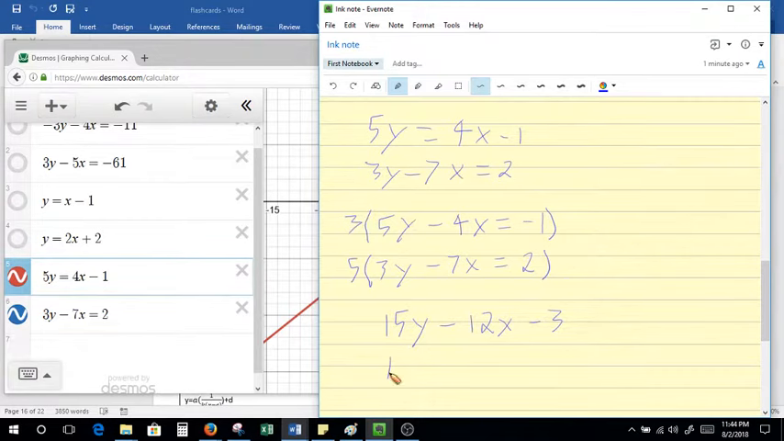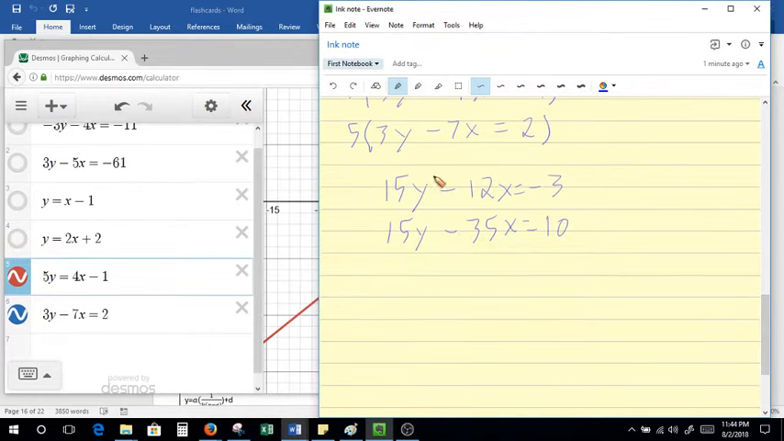Same thing here, we have 15y minus 35x equals 10. And now we can do elimination. Again, when we subtract one equation from another, we distribute this negative to everything, even on this side of the equals. 15 minus 15 is 0.